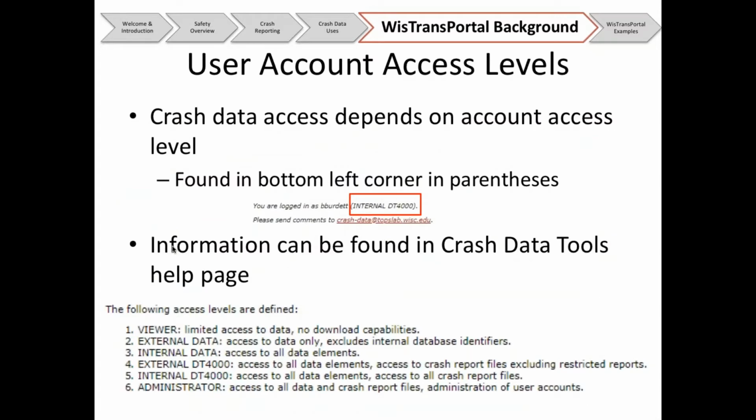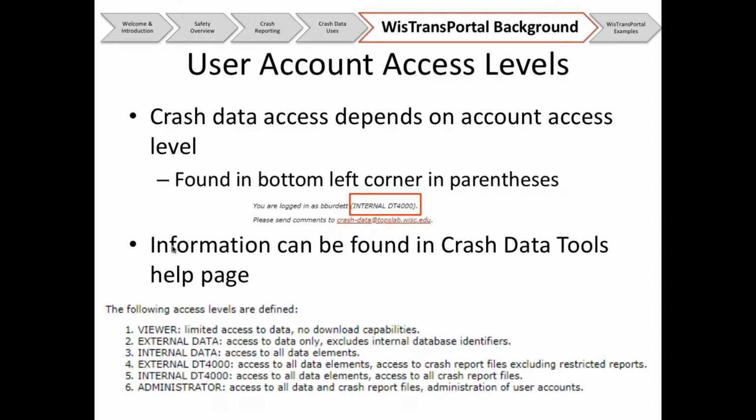How do you know what kind of access level you have? And what does that mean? So crash data access depends on account access level. That's found in the bottom left-hand corner in parentheses. So you can see here, this person, Bo, was logged in and it says internal DT4000. Information can be found on the Crash Data Tools help page about what that means. So if you can see below there, number 5 is internal DT4000. So Bo has access to all data elements and access to all crash report files.